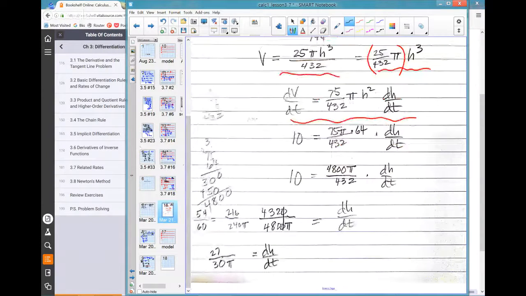So I divided both sides by 4,800 over 432. That flipped it upside down on the right, and then I did some simplifying, and I came up with, finally, what they asked me. What was dh/dt? And again, when you get a pi in the answer, I can see I could have done better, right? 3 divides into both of those. So I could have said nine over 10 pi is how I should have ended it up.